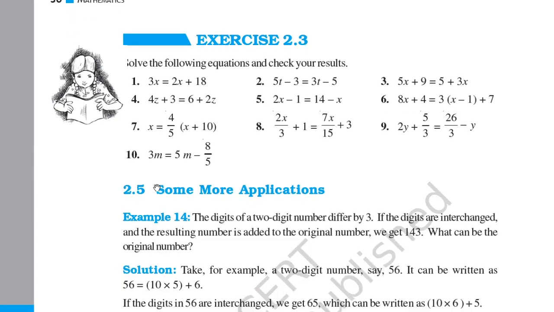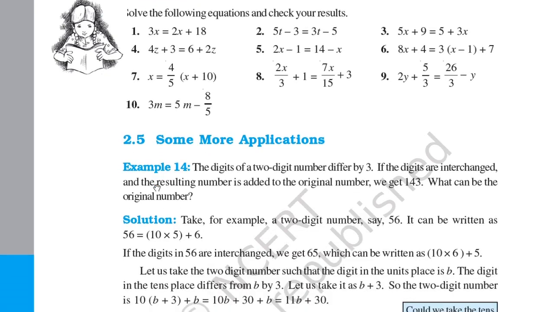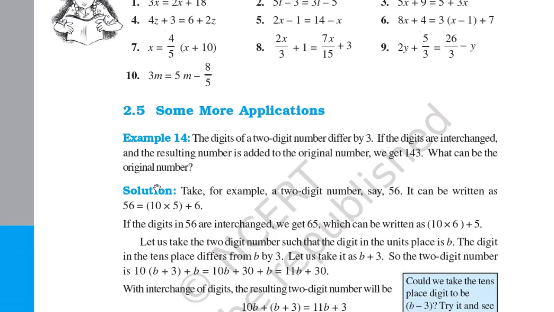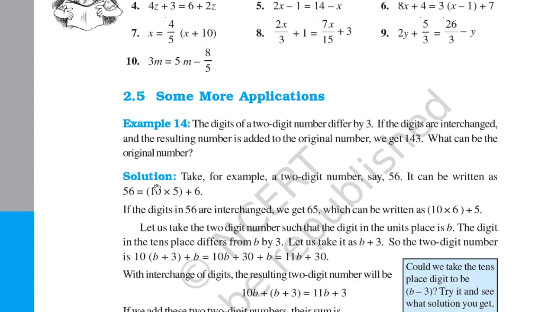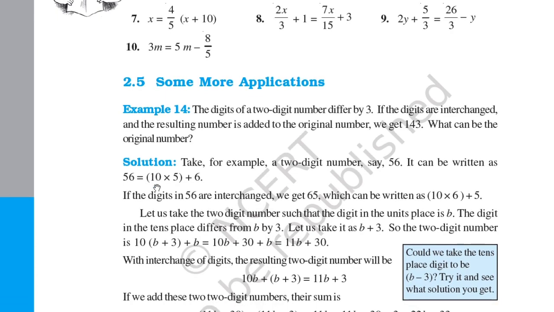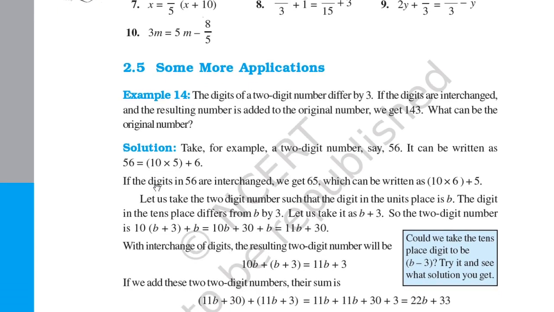So 2.5, some more applications. Example 14: the digits of a two-digit number differ by 3. If the digits are interchanged and the resulting number is added to the original number, we get 143. What can be the original number?